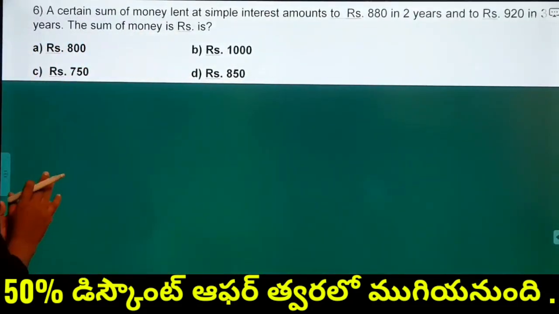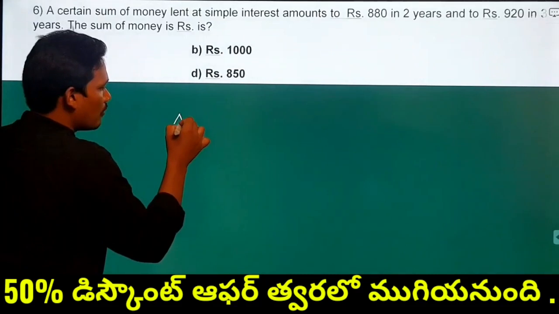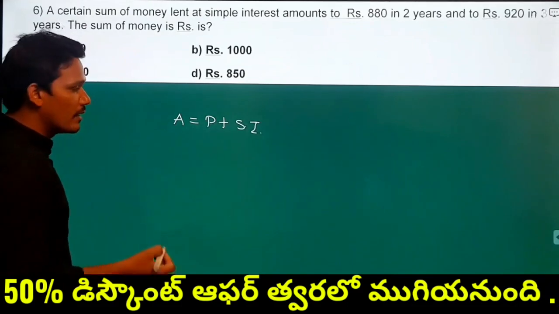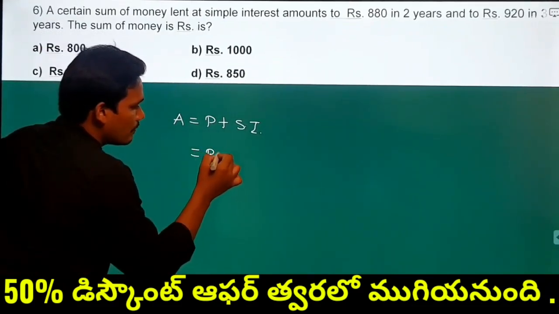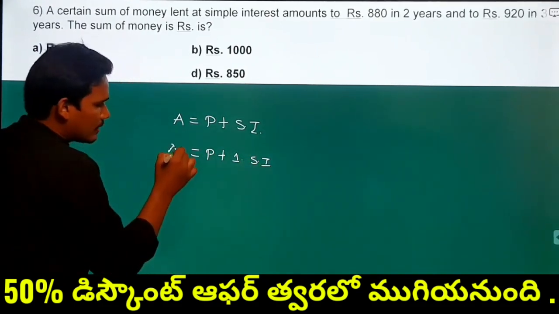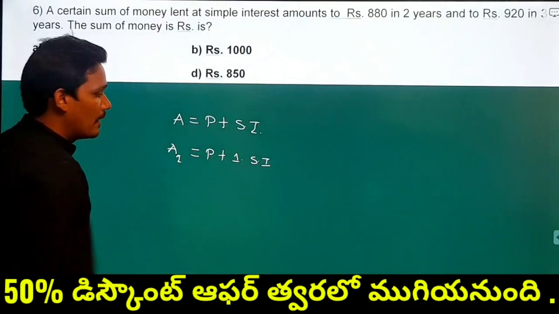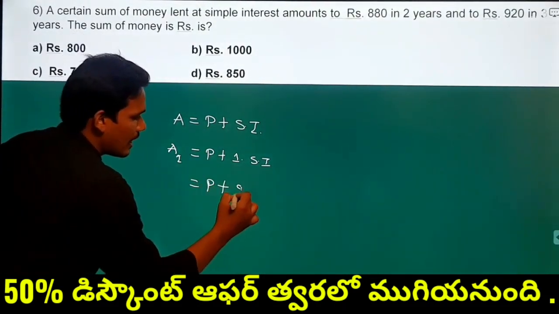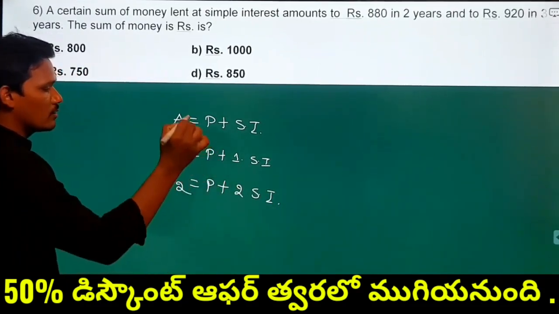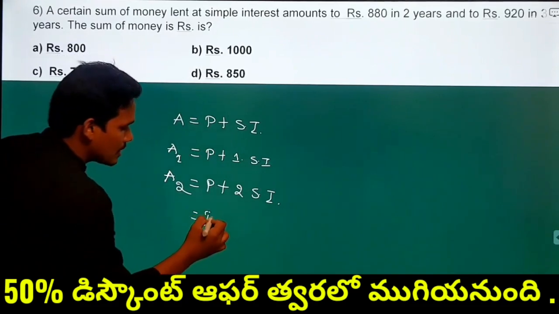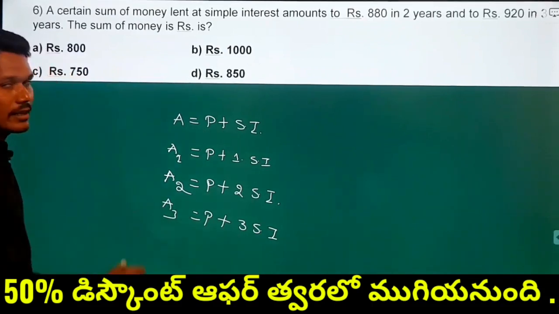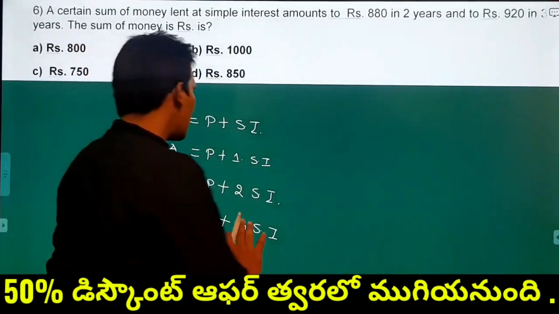We know the basic term: amount equals principal plus simple interest. For this principal, if I add 1 year simple interest, what will we get? Amount at the end of 1 year. For the same principal, if I add 2 years simple interest, we get the amount at the end of 2 years. If you add 3 years simple interest, we get the amount at the end of 3 years. The same logic I will use here.